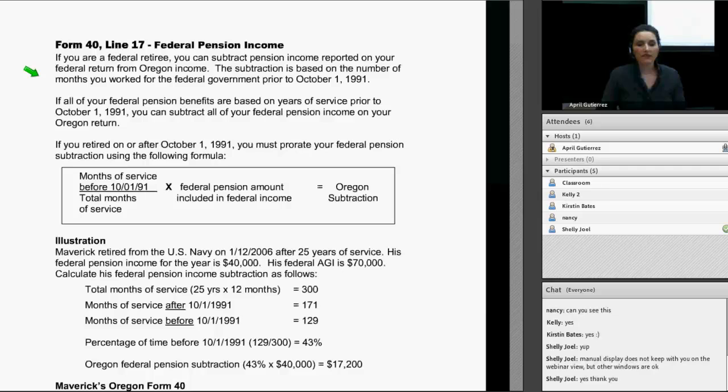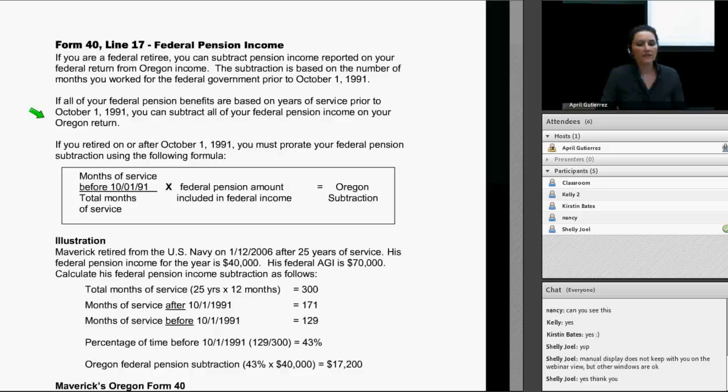If you are a federal retiree, you can subtract pension income reported on your federal return from Oregon income. The subtraction is based on the number of months you worked for the federal government prior to October 1, 1991. And there's little doubt in my mind you will be asked to work this formula on the consultant exam, so you need to know it and how it works. It's not that complicated a formula, and it is a formula I do manually multiple times every single tax season.